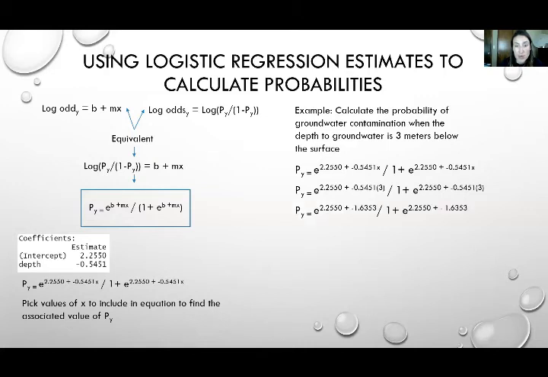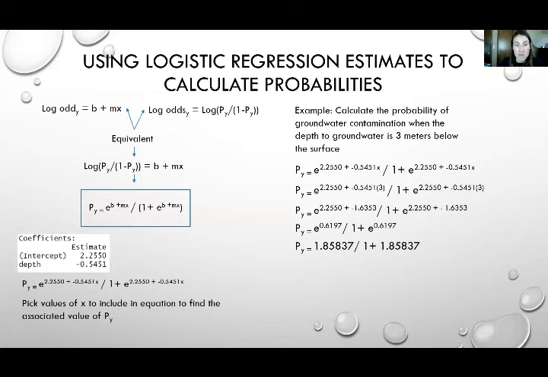Okay, so I've taken 3, and I multiply that by negative 0.5451. That's negative 1.6353. You can see I did that in both the denominator and the numerator. Okay, I've simplified further here. So now we have e to the 0.6197 over 1 plus e to the 0.6197.